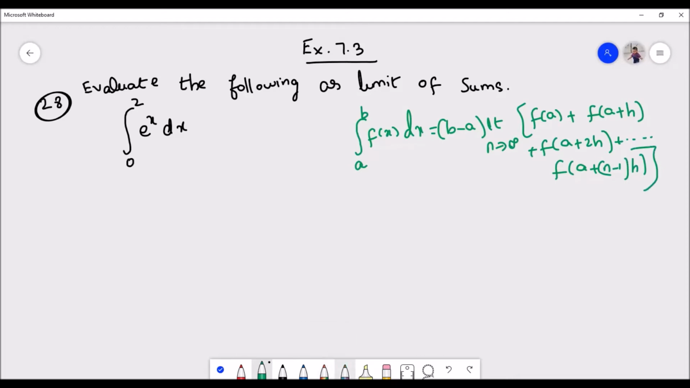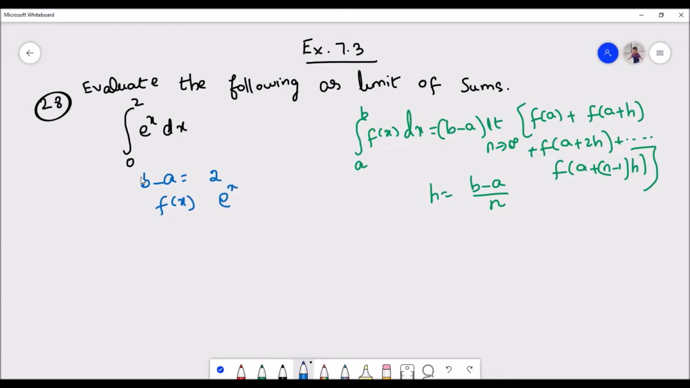So for that we have to find out what is f of x. Now here one more thing is that h is equal to b minus a divided by n. Okay, so first let us find out all the values here. Our b minus a is nothing but 2 minus 0, that is upper limit minus lower limit, which is nothing but 2. Next, we need the function f. So our function f of x is e to the power of x.